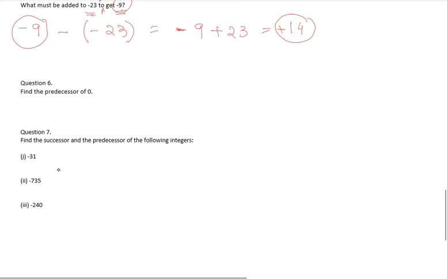Okay. The next question is: what is the predecessor of 0? The number that comes just before 0. So we can see that on the number line very easily. The answer will be minus 1.